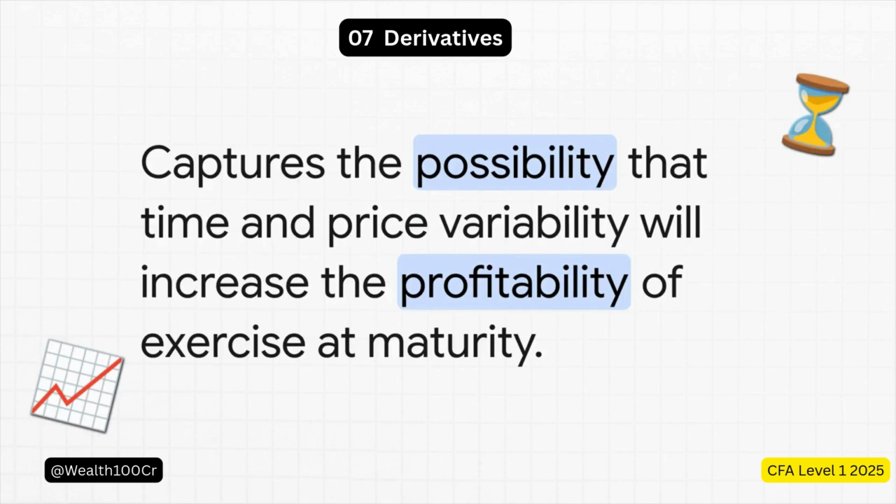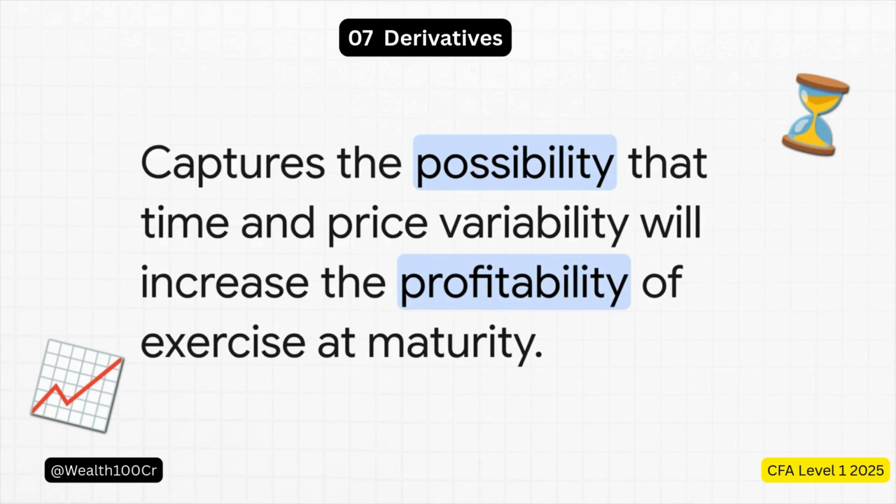Now, for the second part, the time value. Why would you pay extra for this ticket? It's because you have hope. Yes, hope. You hope that maybe Virat Kohli will score a double century, that it will be a historic, nail-biting match that everyone will talk about for years. This hope, this chance that the ticket will become much more valuable by the time the match happens, this hope itself has a price.